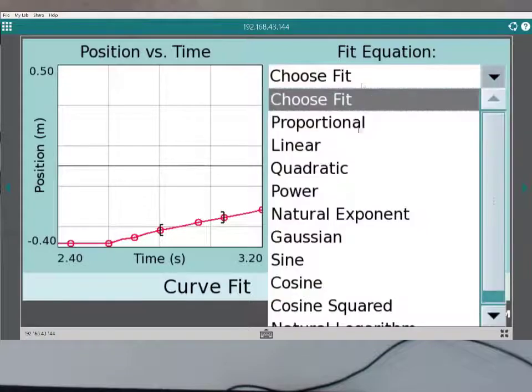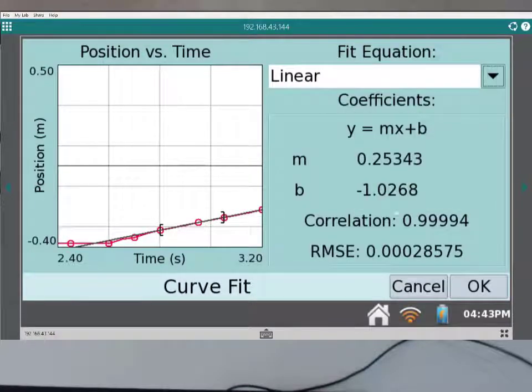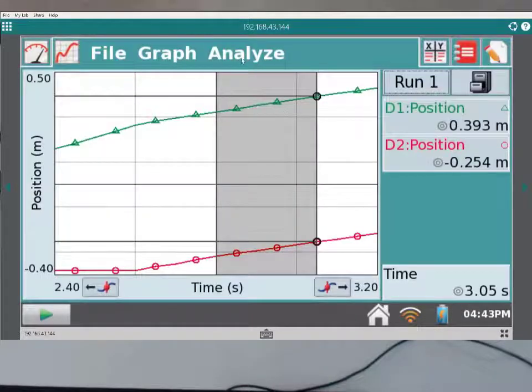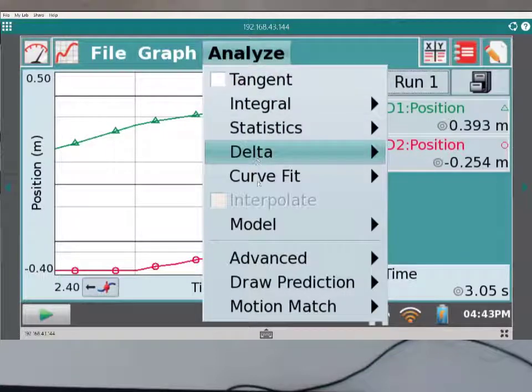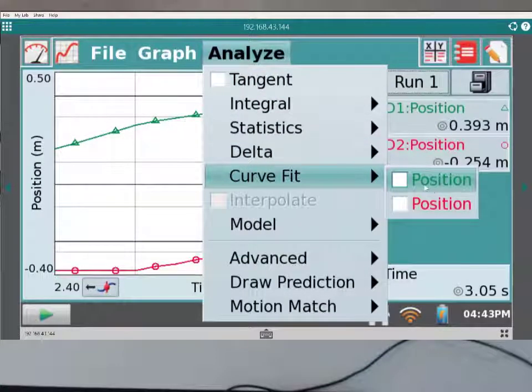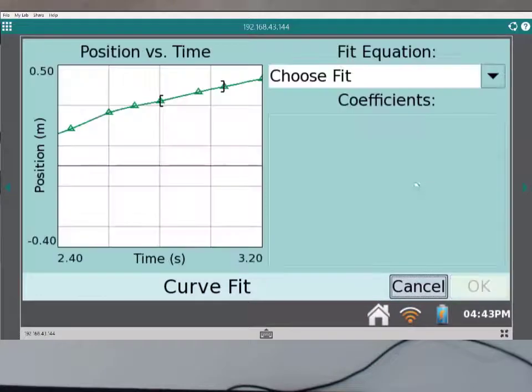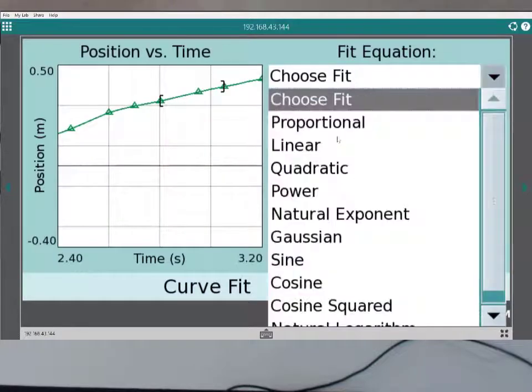I'm actually just going to double check the green one too to make sure that they should be the same slope. So there's positive velocity right there. This should be the velocity for both of the carts because they're stuck together in a perfectly inelastic collision. So there's our velocity indicated by the slope parameter: 0.25343. Let's go and see what the green one is. Should be about the same. It may not be exactly the same. There's always a little bit of error. 0.25 something.